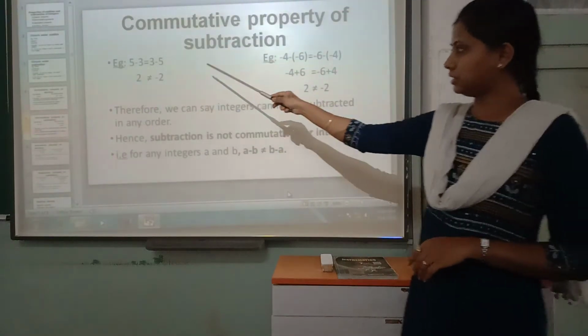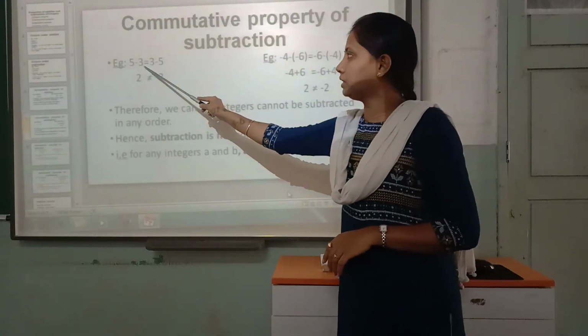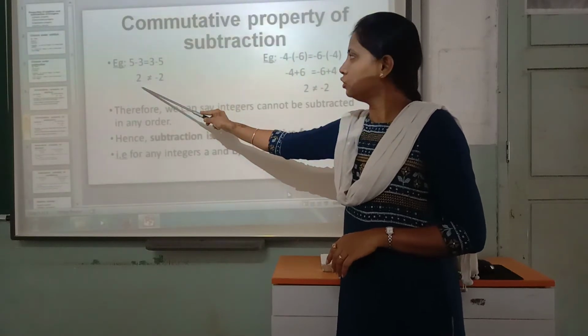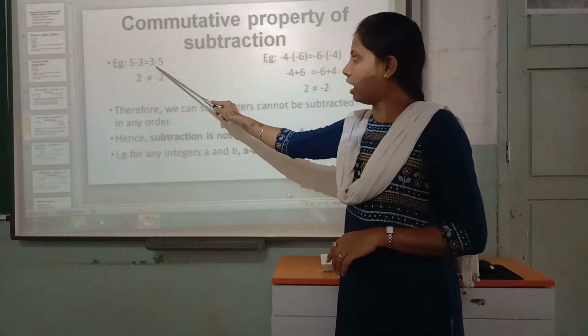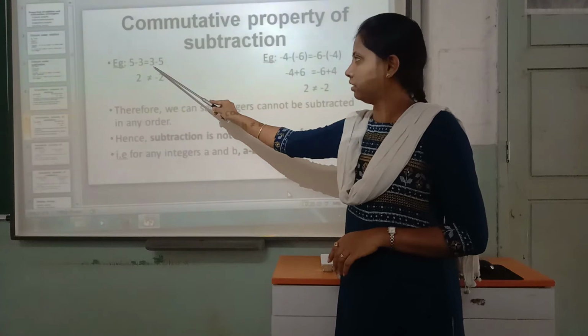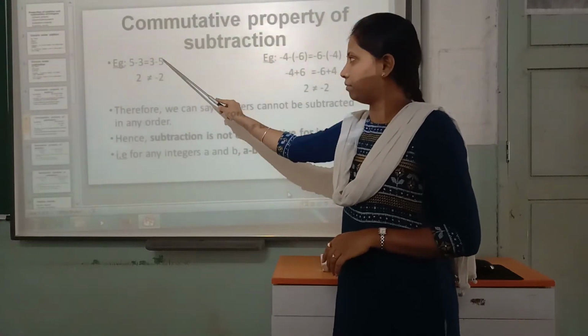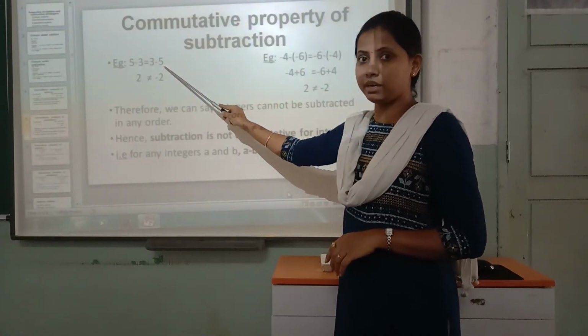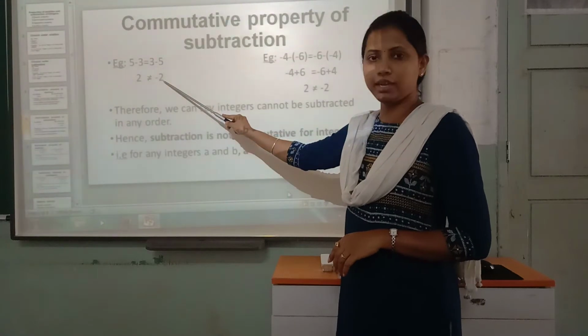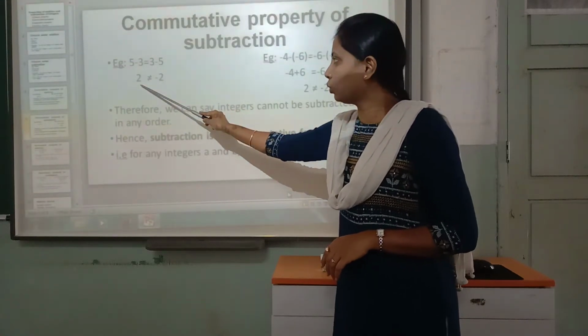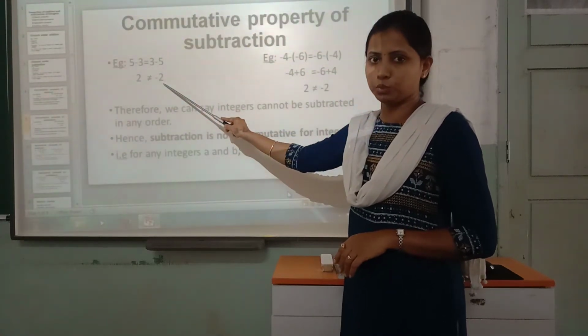You can see the examples here. 5 minus 3 is 2. In the RHS, I have changed the order. 3 I have written first, then 5. 3 minus 5, you know it is minus 2. So plus 2 is not equal to minus 2.